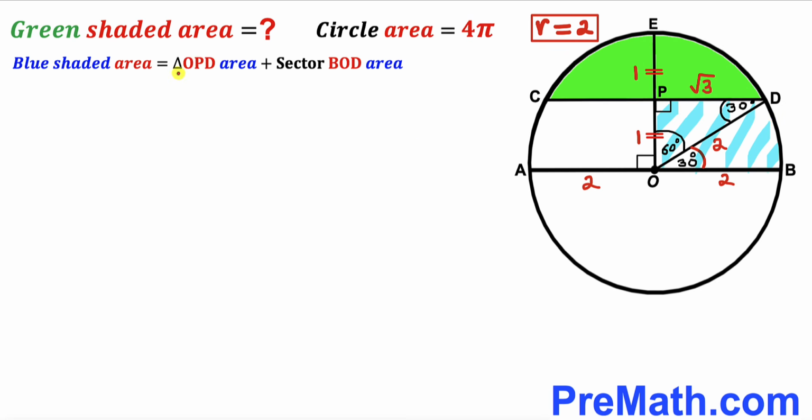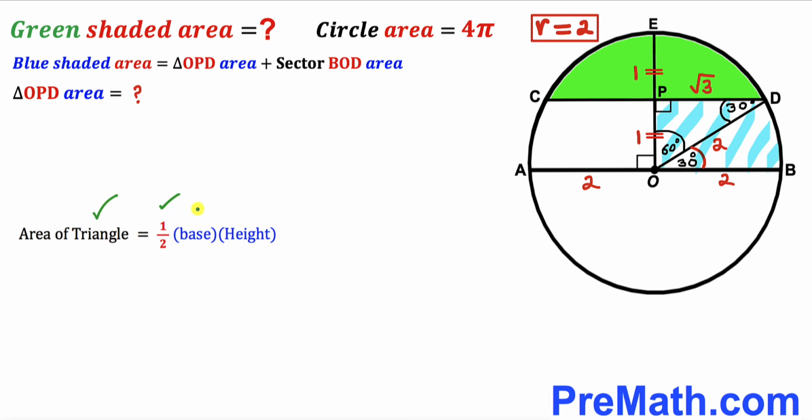And now our task is to calculate the area of this triangle OPD and the area of the sector BOD as well. So therefore we are going to calculate the area of the triangle OPD first. And now let's recall the area of a triangle formula.